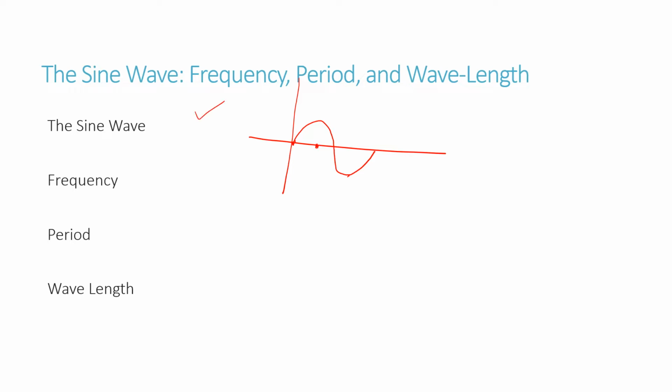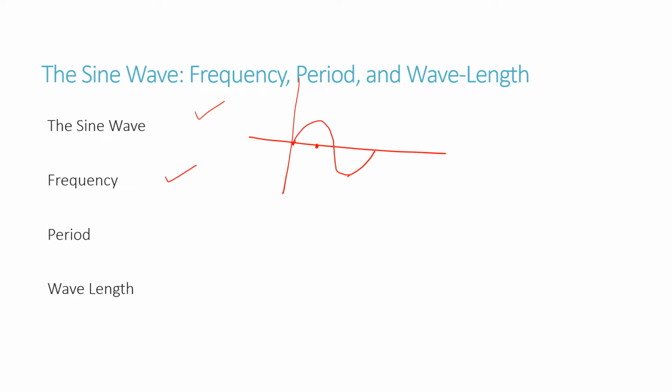How about frequency? The frequency tells you how many cycles of the waveform are produced every second. So, in a country like Barbados, the frequency of our mains is 50 cycles per second or 50 hertz. In the US, it is 60 cycles per second or 60 hertz. Countries like the UK operate on 50 cycles.